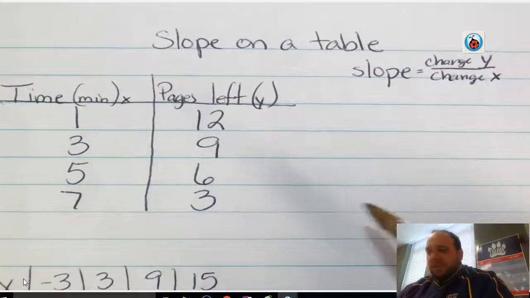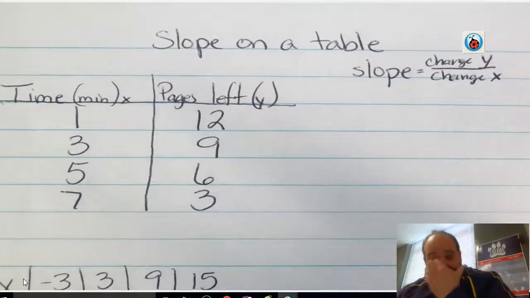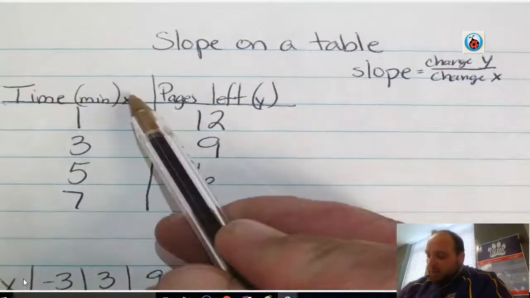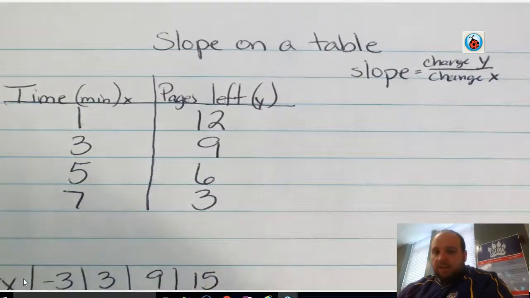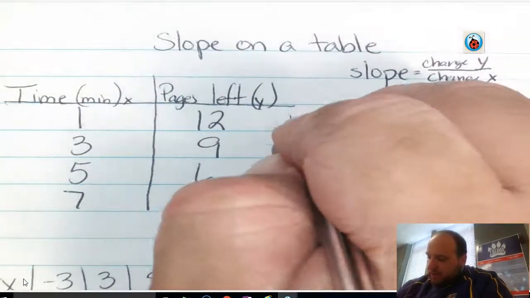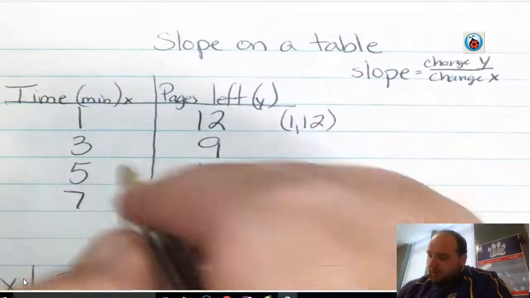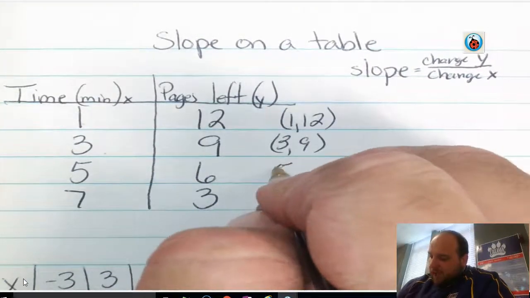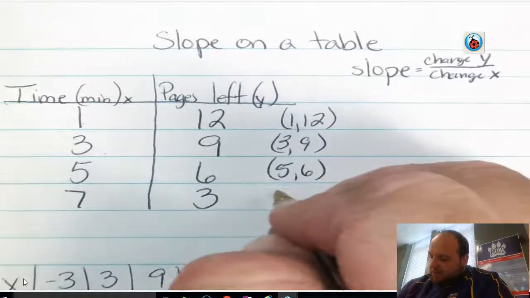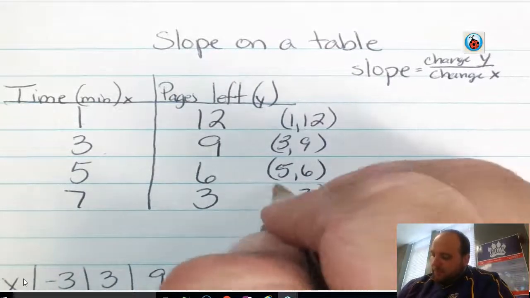What you're going to have to do is find two coordinate points from this. Remember, a coordinate point is an x and a y value. So if I wanted to write this as a coordinate point, it'd be 1, 12. This would be 3, 9. This would be 5, 6. This would be 7, 3, okay?